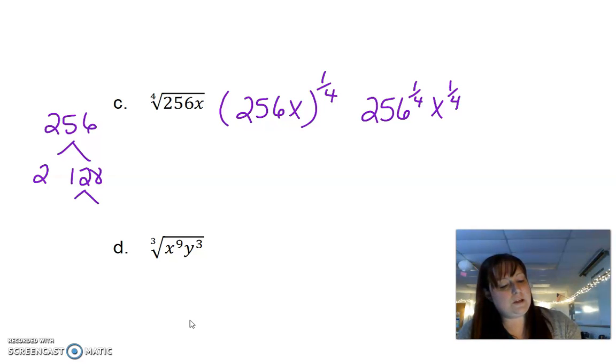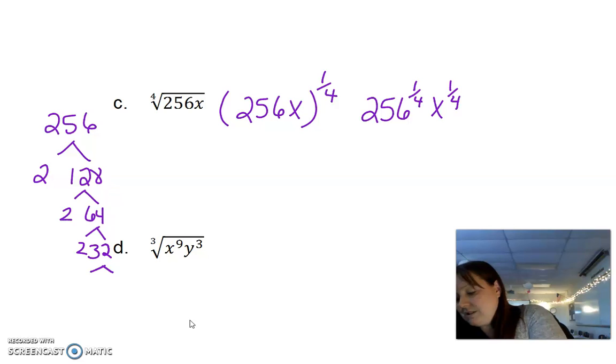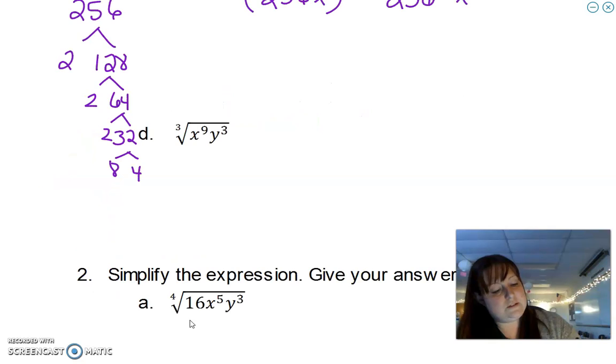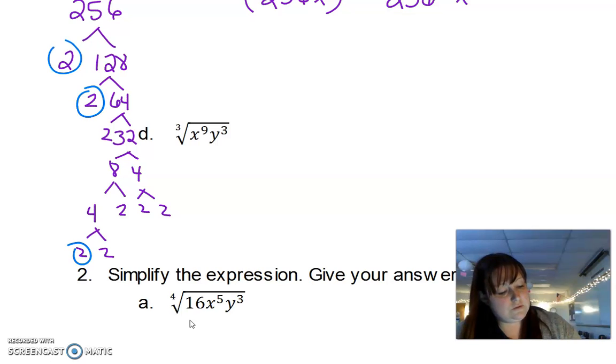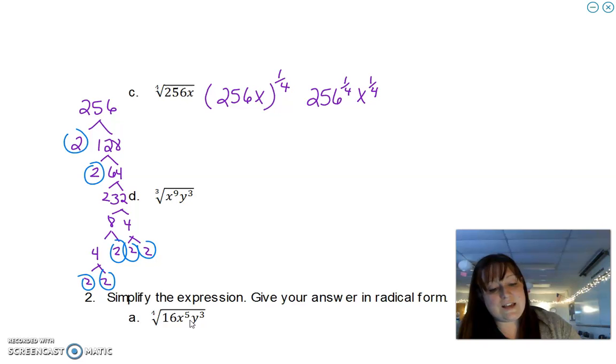Okay, and that divided by 2 is 64, and that divided by 2 is 32. Let's see, we could do 8 and 4, which is, oh man, this is getting crazy, 4 and 2, and that's 2 and 2, and that's 2 and 2. Okay, so let's go back to our prime factorization, figure out what we have. 256 is 2 times 2 times 2 times 2 times 2 times 2 times 2. Okay, 2 to the 1, 2, 4, 5, 6, 7. So 256 is 2 to the 7th, okay?